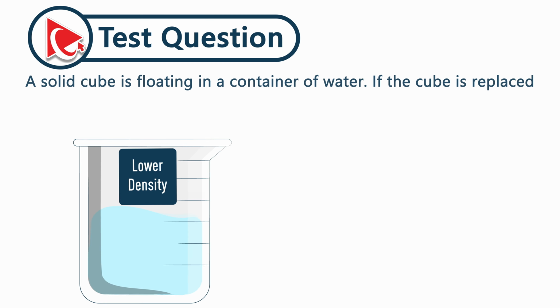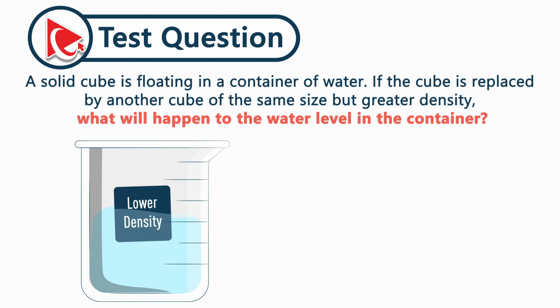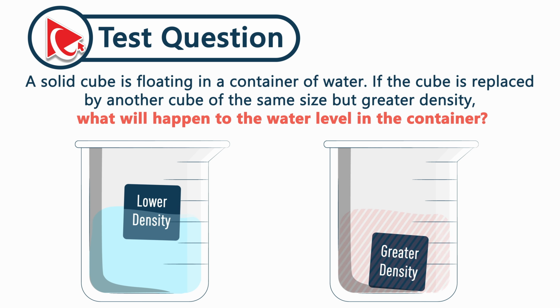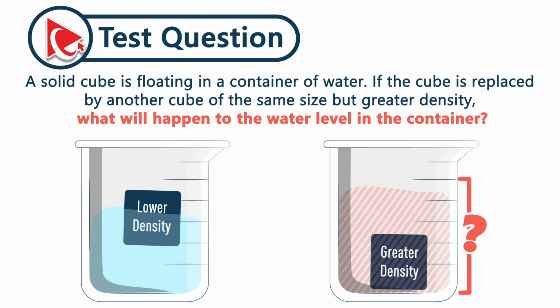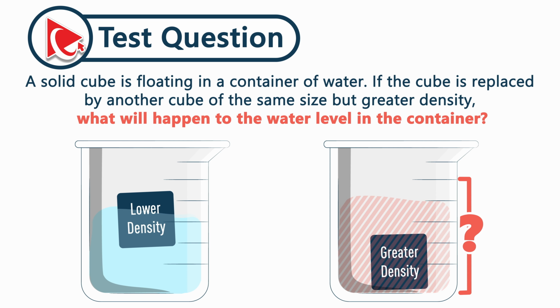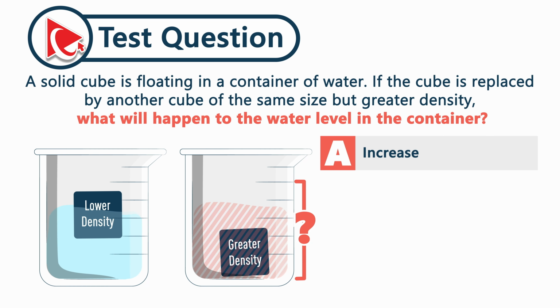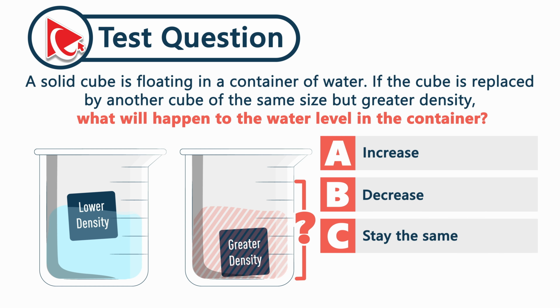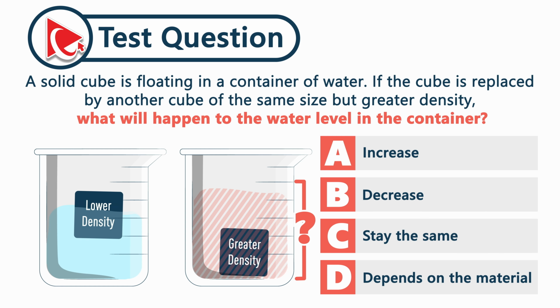A solid cube is floating in a container of water. If the cube is replaced by another cube of the same size but greater density, what will happen to the water level in the container? Your choices for the answers are choice A, level will increase, choice B, level will decrease, choice C, level will stay the same, and choice D, depends on the material.